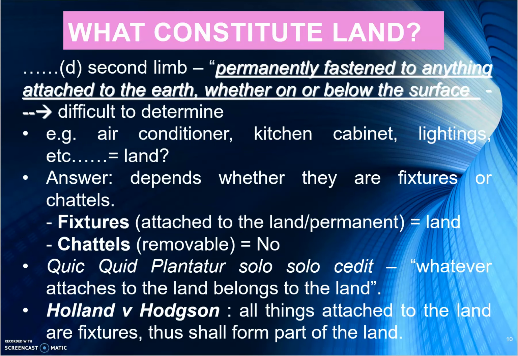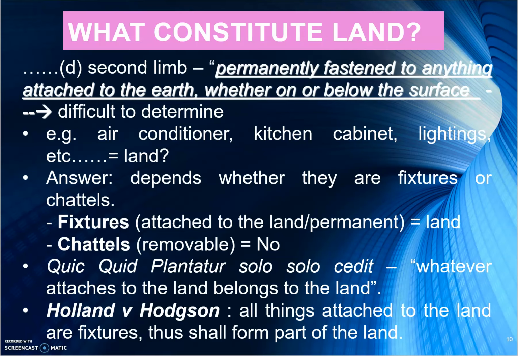Now, what does it mean then? Permanently fastened to anything attached to the earth. How do we determine? It is very difficult to determine. When you purchase a house, is the air conditioner considered as land? Is the kitchen cabinet considered as land? What about lightings, etc.? Does it fall within this definition D?